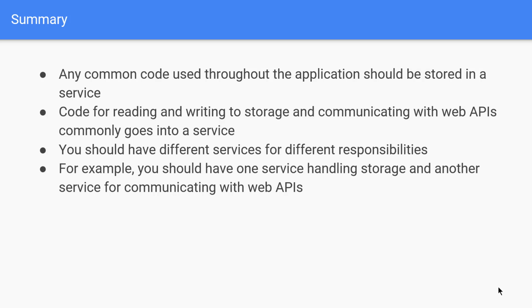Any common code used throughout the application should be stored in a service. Code for reading and writing to storage and communicating with web APIs commonly goes into a service. You should have different services for different responsibilities. For example, you should have one service handling storage and another service for communicating with web APIs.